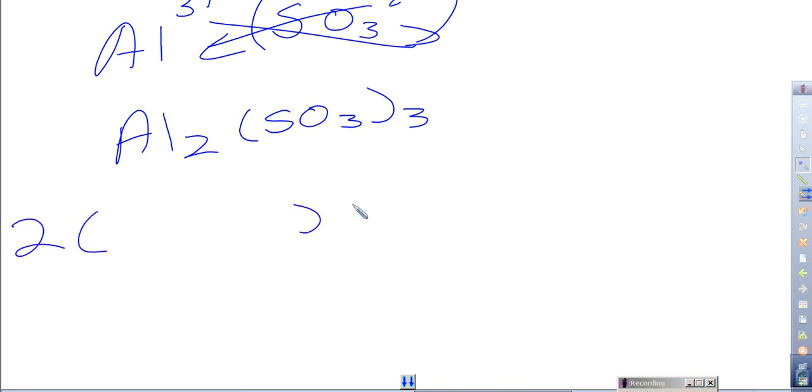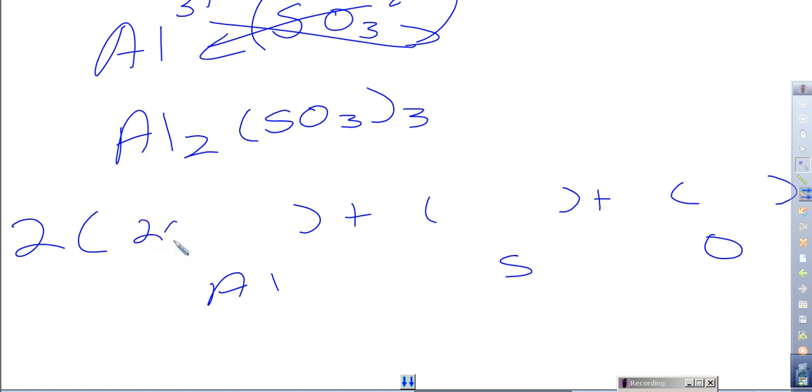So we're going to do 2 times something plus something times something plus something times something. So this is our Al, our S, and our O. So how many Als do I have in the problem? 2. What's the mass of Al? All right, how many S's do I have? And then what's the mass of S? 32.07. Then how many O's do I have? You sure it's not 6? 9. Why? You multiply, you don't add. All right, and then it's 16.